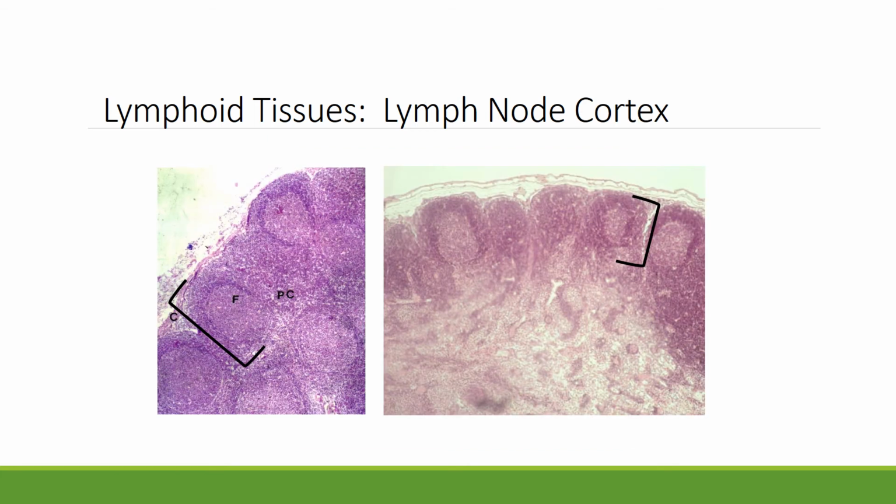These are microscopic slides of the lymph node cortex. Inside the cortex, you'll see follicles, and in the slide on the left, follicle is labeled F. Be sure you can recognize the follicle and know what it does.